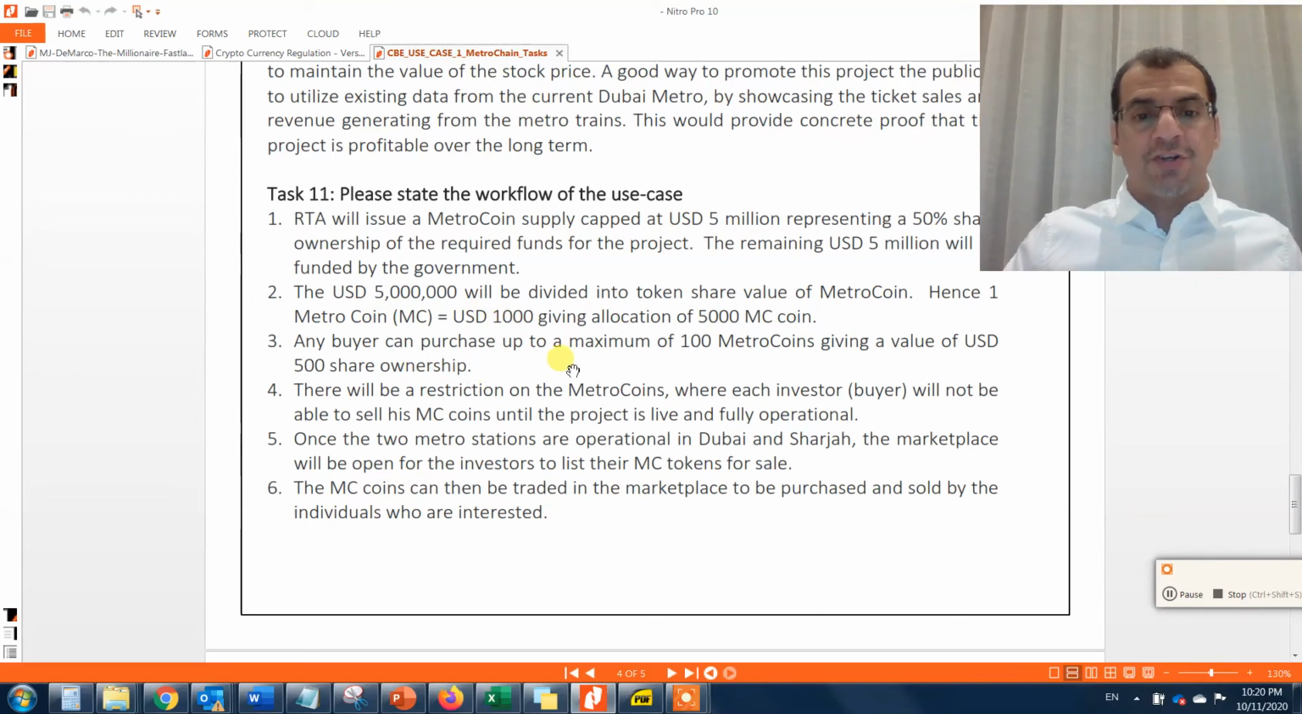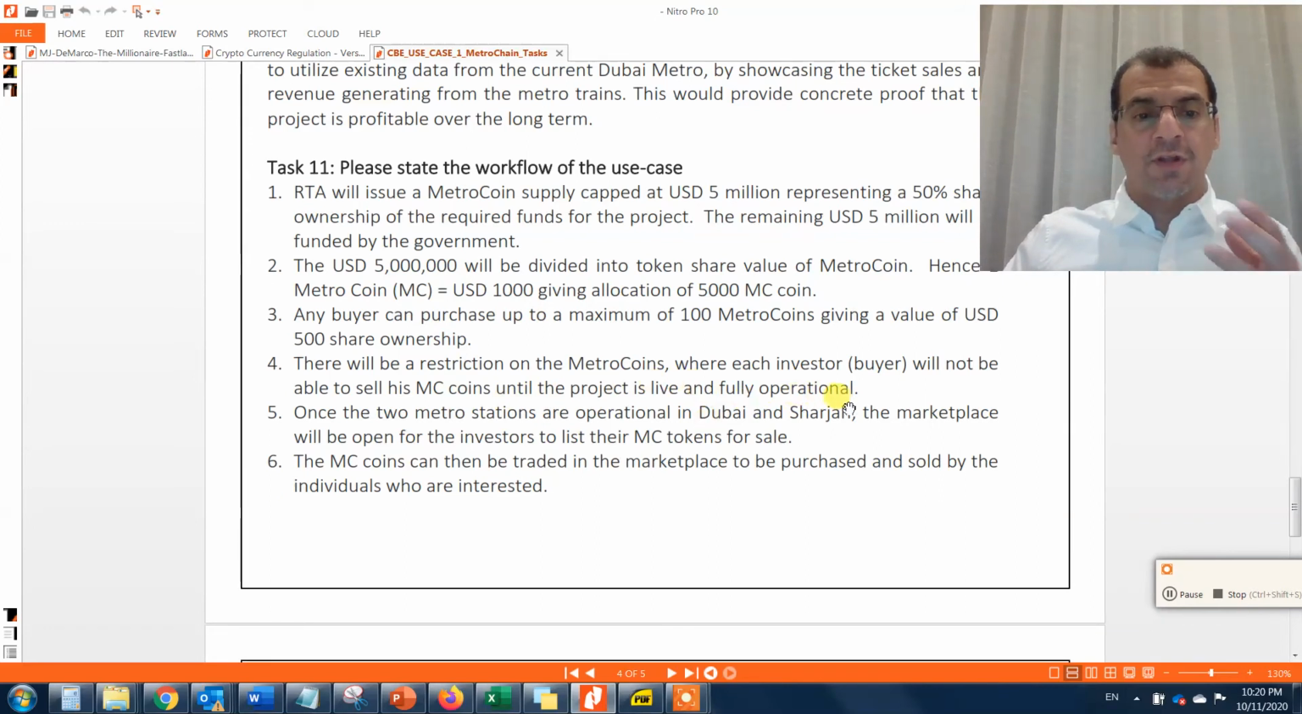Any buyer can purchase up to a maximum of 100 MetroCoins, giving a value of 500 share ownership. There will be a restriction on the MetroCoins, where each investor or buyer will not be able to sell his MetroCoins until the project is live and fully operational. This is a way to maintain the price points of the actual coin and to mitigate the risk of people just flipping it, buying and selling and buying and selling, and thereby crashing the value of the actual coin.